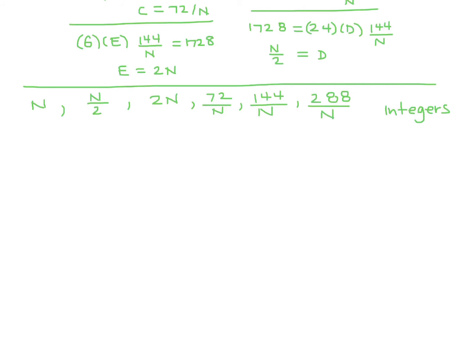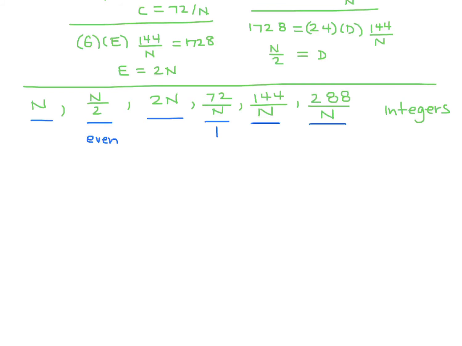Okay, well, I think that shouldn't be too hard. If I choose any integer for n, n over 2 will be an integer only if n is even. 2n will be an integer regardless for any n. If n is an integer, 2n will be an integer. So we don't have to worry about that guy. But these guys here, it's a little bit trickier.